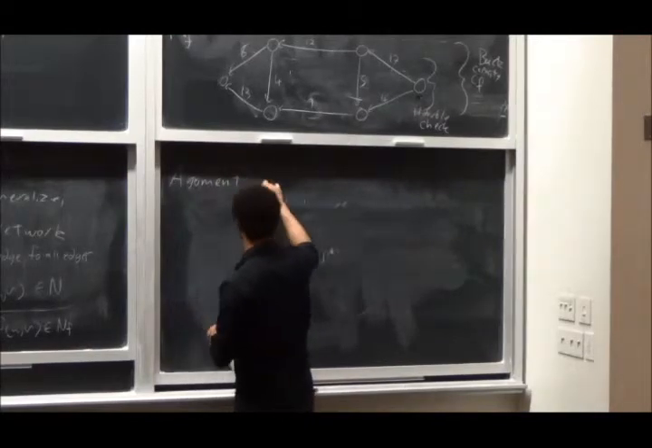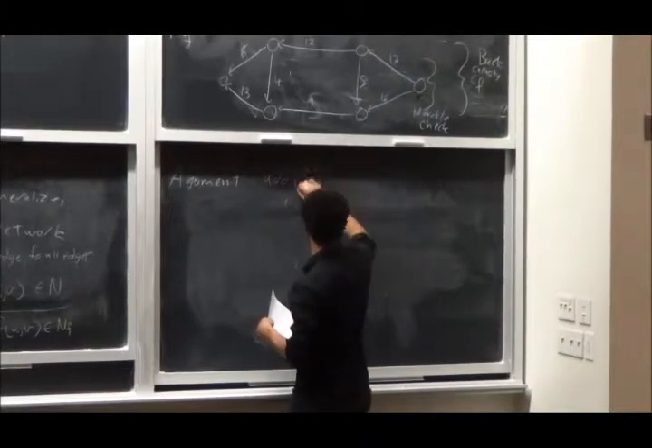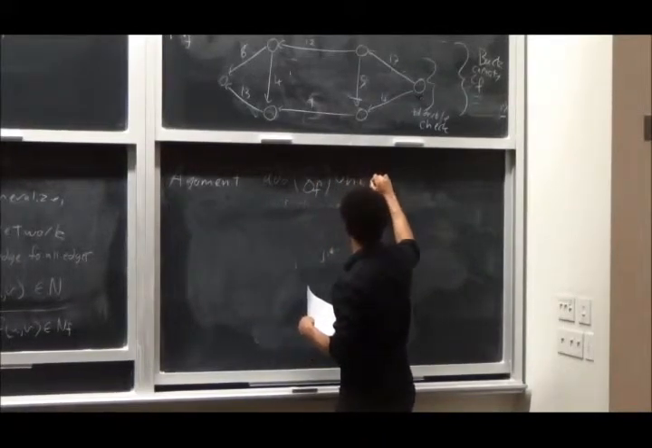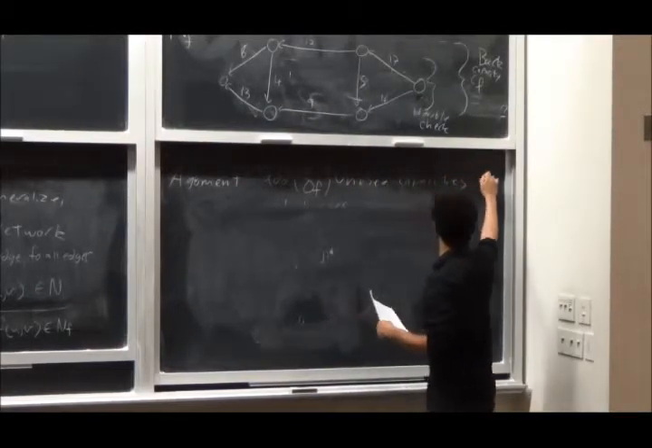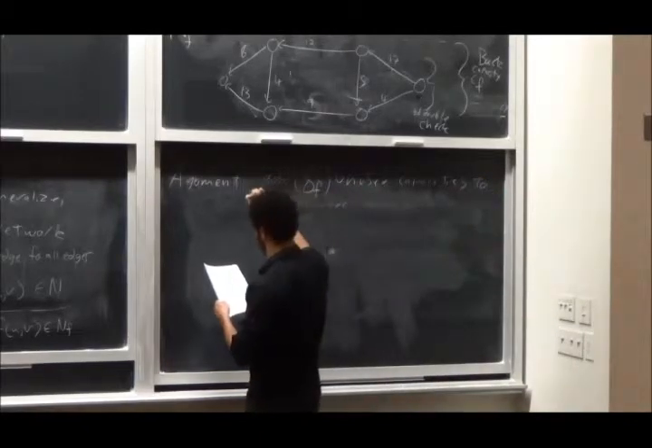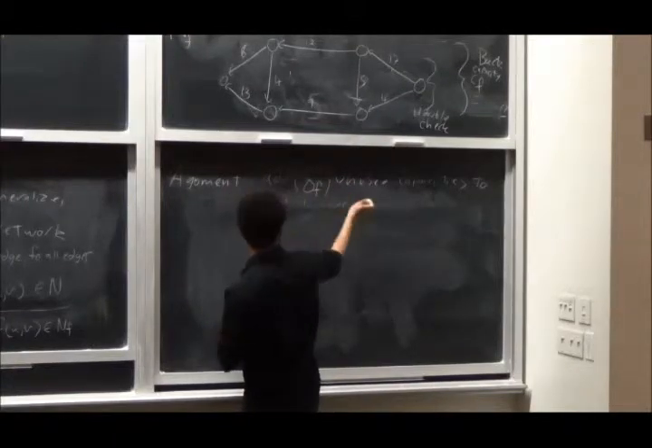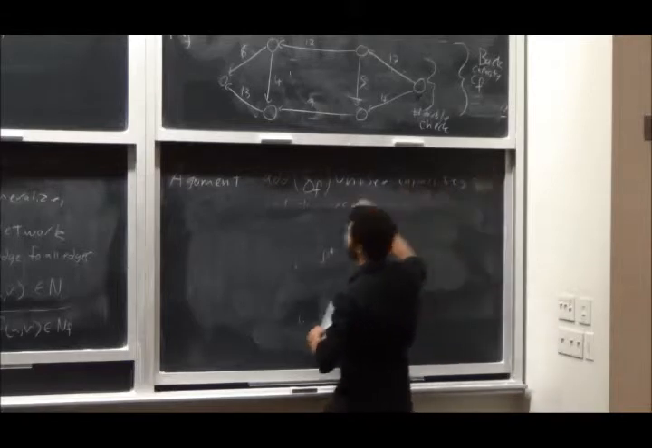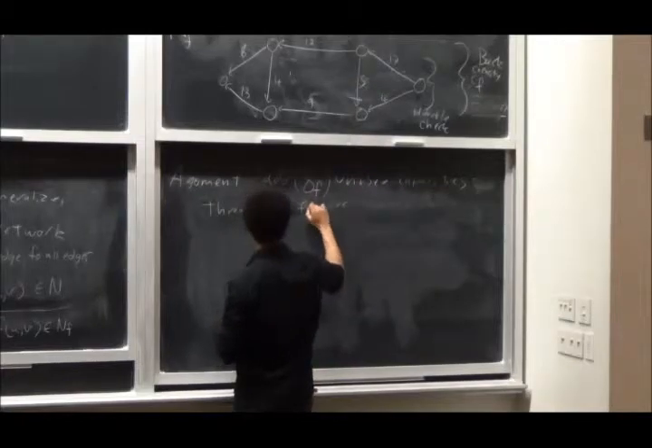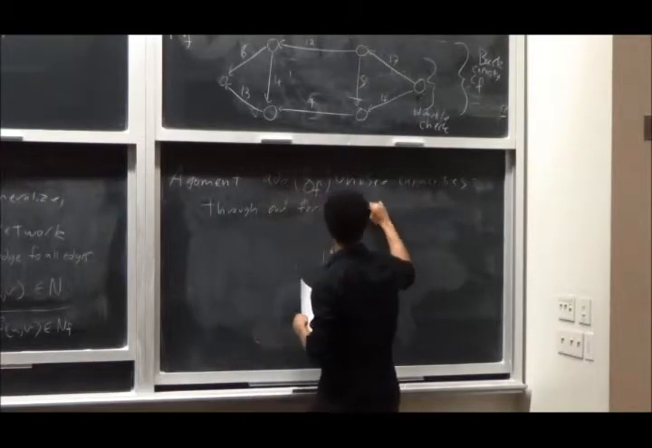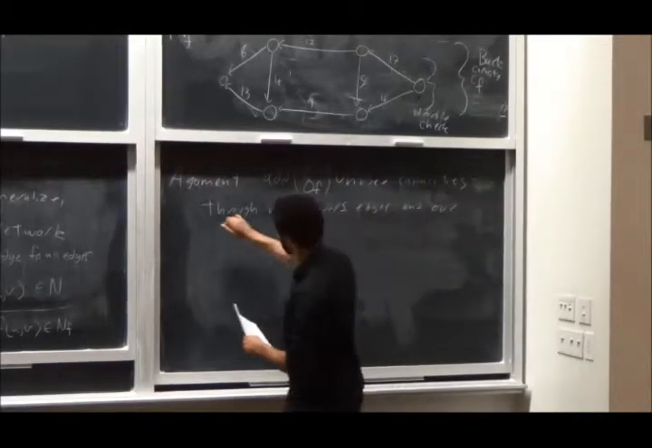And the way we want to augment is we want to add our unused capacities to our, what do you call it? To our forward edges. And our backflow capacity.